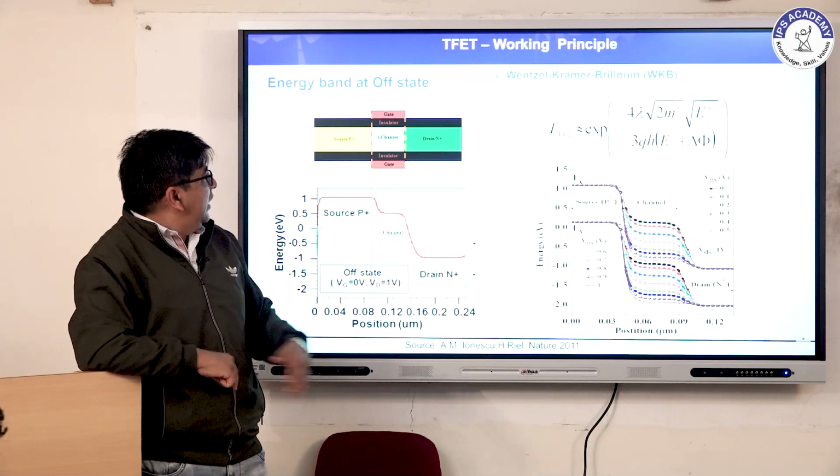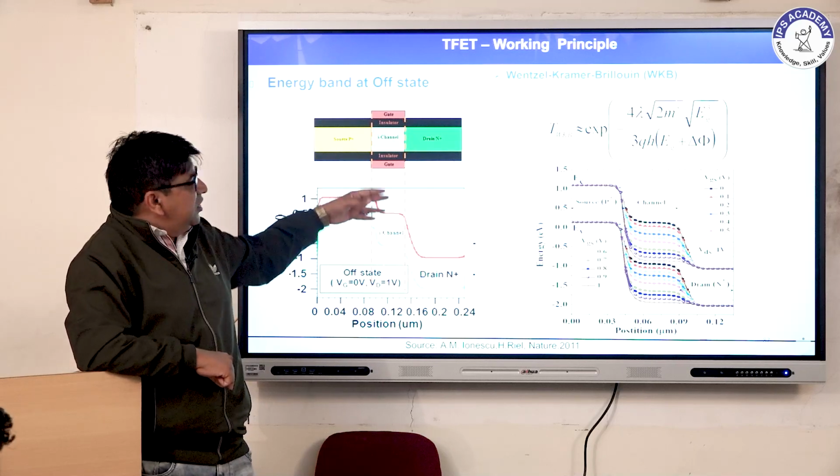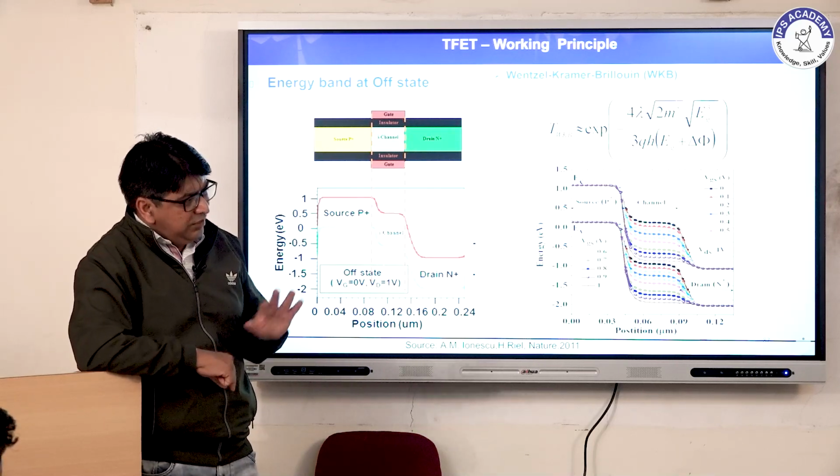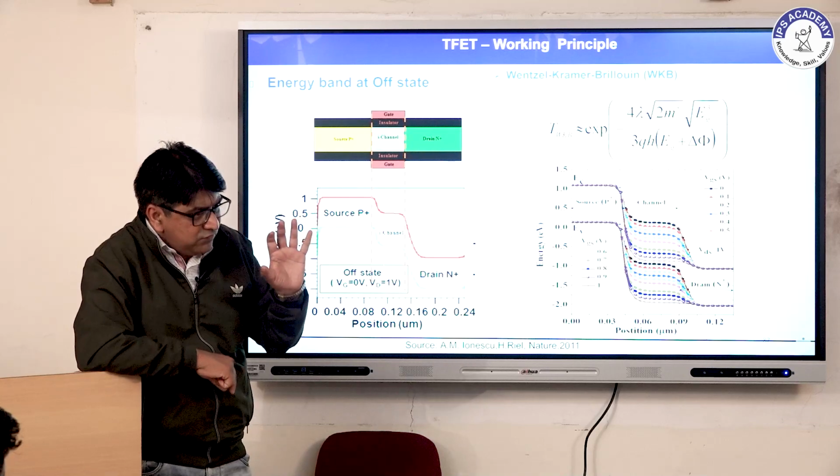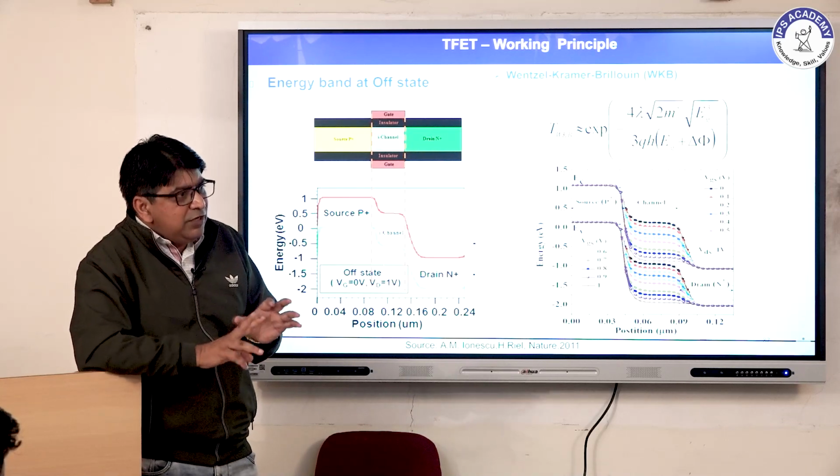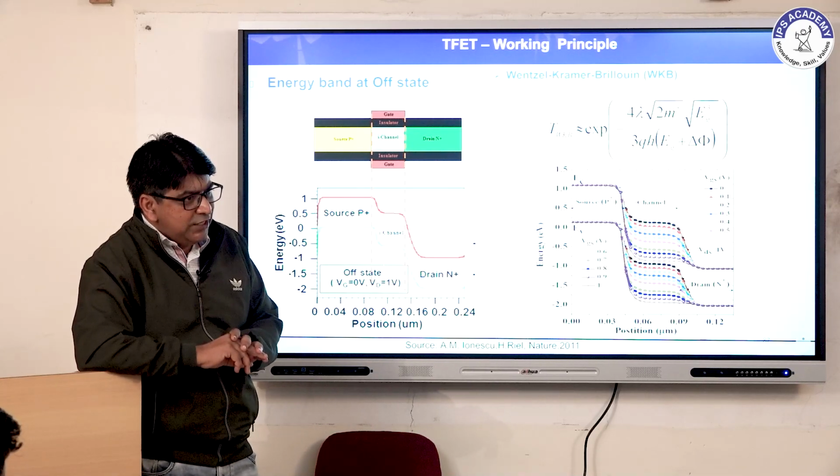Come to the next slide. Yeah, the tunnel FET is one such thing. Its conduction concept is tunneling based. And the only difference between the tunnel FET and the MOSFET is that we can place asymmetric doping at the source side and drain side.